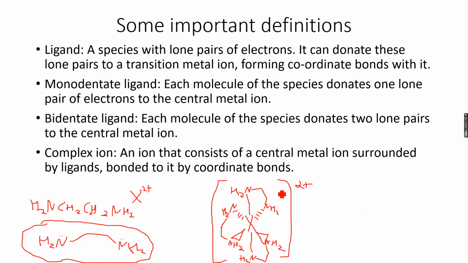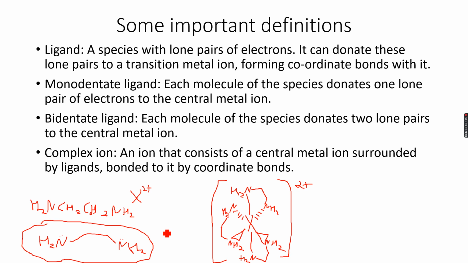And this is a bidentate ligand. It's donating two lone pairs. Each molecule is donating two lone pairs of electrons to the central metal ion. So the H2N CH2 CH2 NH2 molecule is a bidentate ligand. So this is how you can see whether a ligand is monodentate or bidentate. And in the exam papers, they will tell you whether a ligand is monodentate or bidentate, and you will have to draw the structure accordingly.